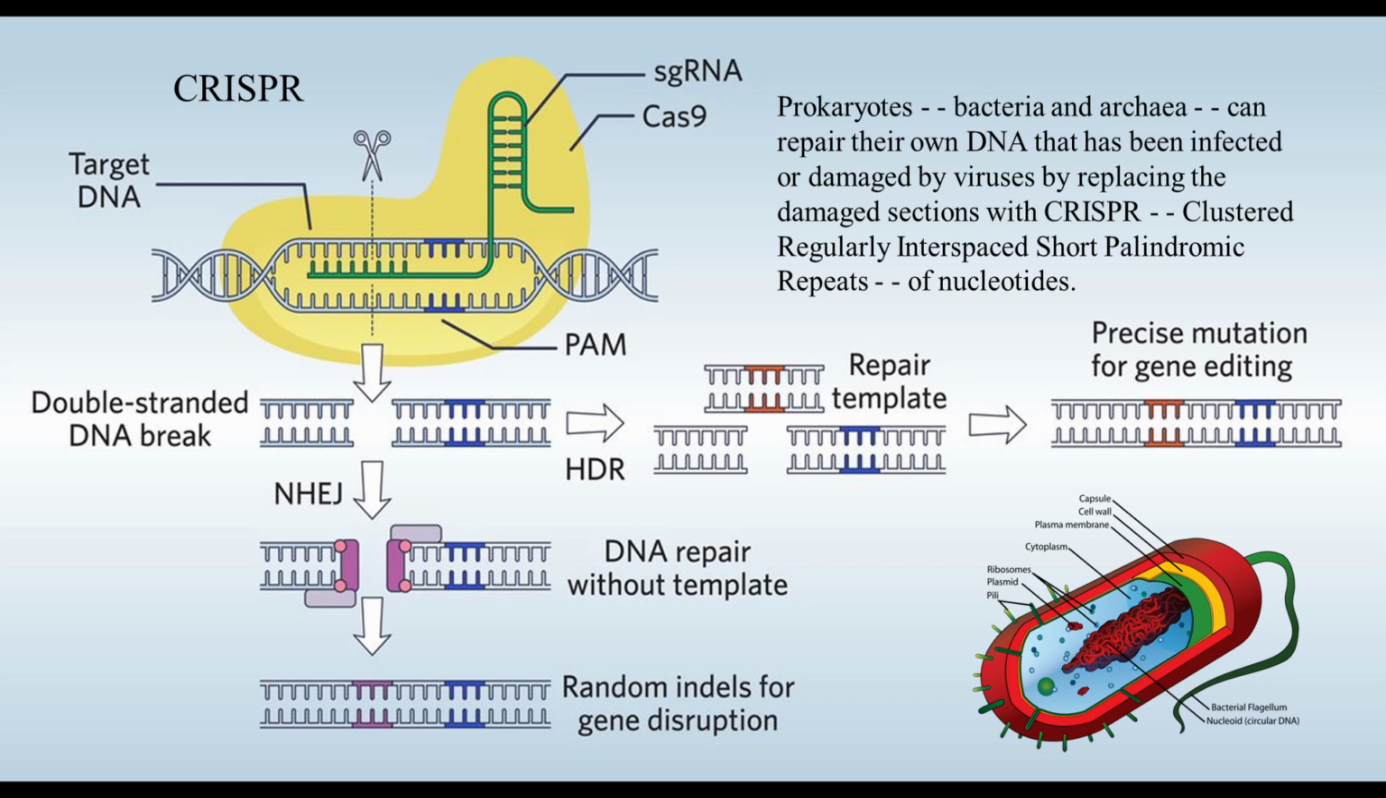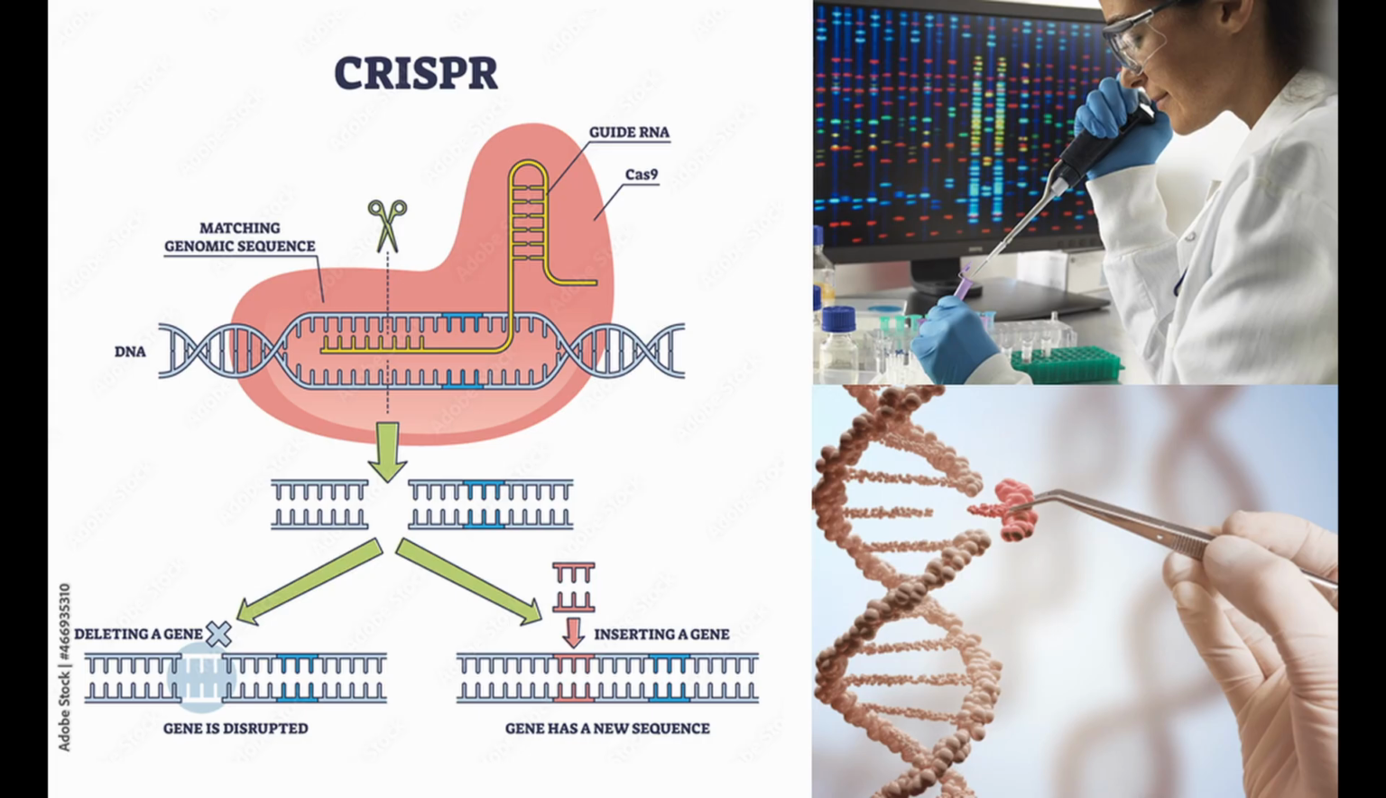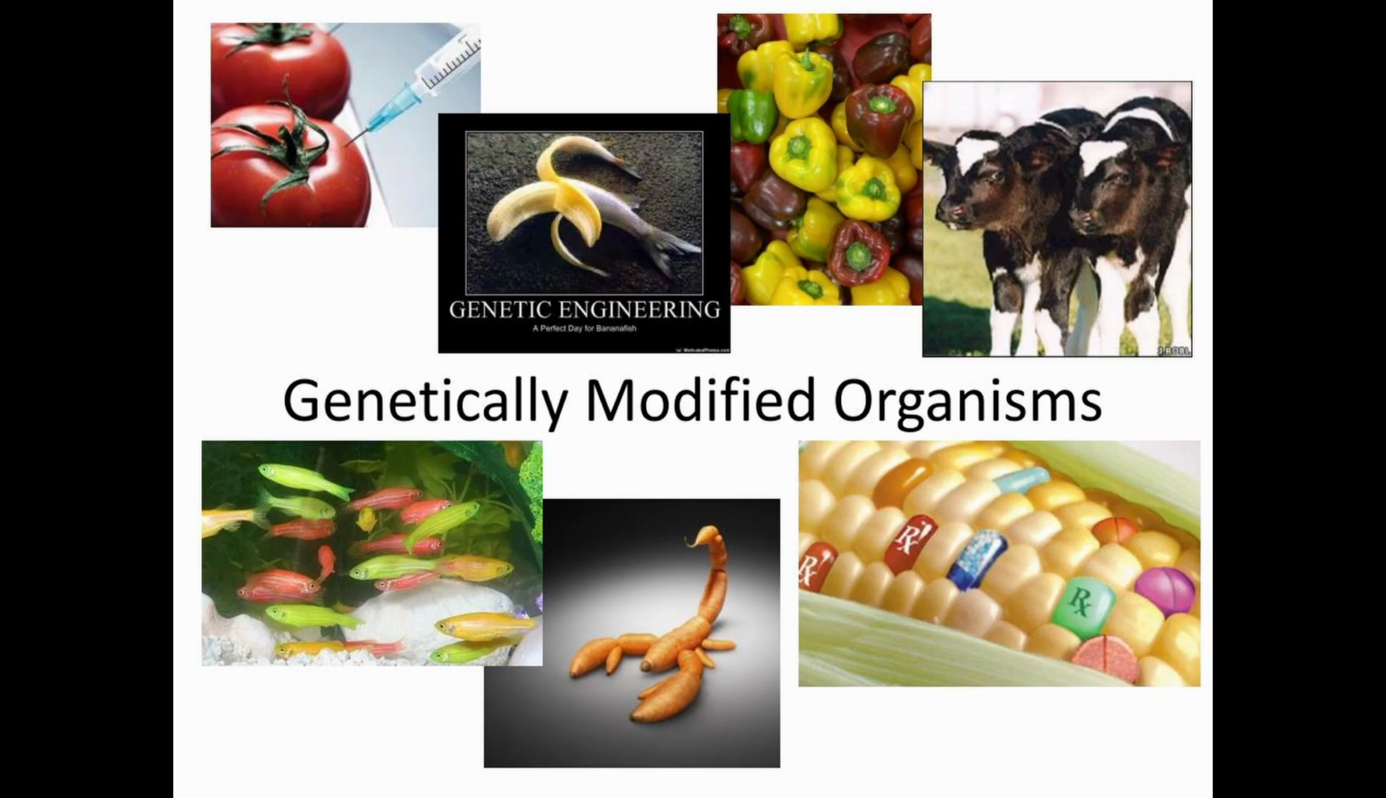Prokaryotes, bacteria, and archaea can repair their own DNA that has been infected or damaged by viruses, by replacing the damaged sections with CRISPR, clustered regularly interspaced short palindromic repeats of nucleotides. By studying how bacteria repair their DNA using CRISPR, scientists have developed CRISPR techniques of splicing in genetically engineered sections of DNA code into both prokaryote and eukaryote DNA, including mammalian and human DNA. The CRISPR gene editing technique has been used by geneticists to genetically modify proteins and organisms in the laboratory, to make man-made or man-altered proteins and organisms.